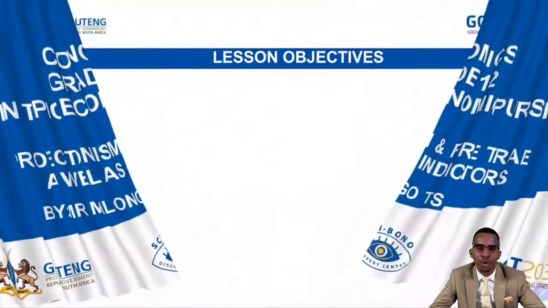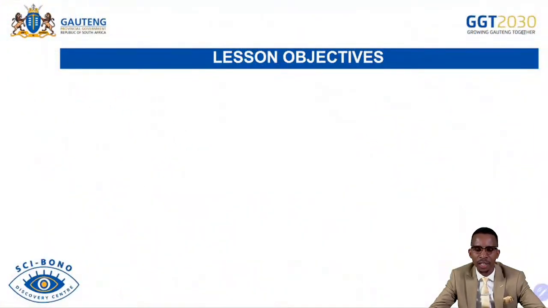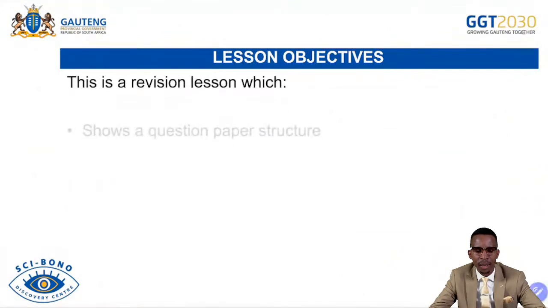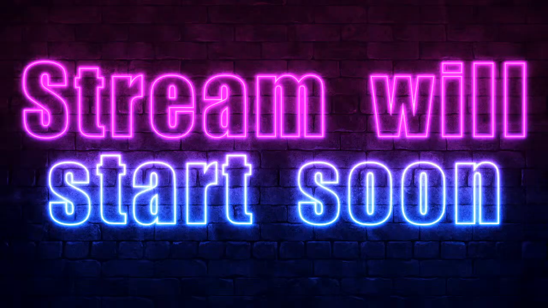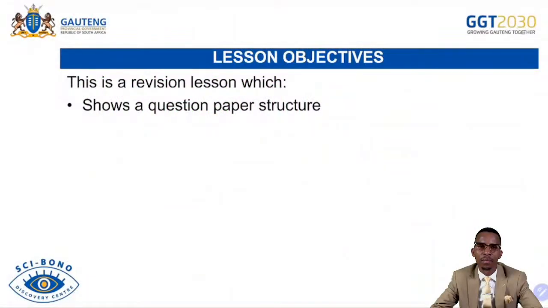The following are the lesson objectives that will be achieved during the course of this lesson. After this revision lesson, you will be able to approach some question papers, basically using previous question papers to get to know and to be very close and be used to the structure of the question. Here we show the question paper structure, basically using previous question papers.